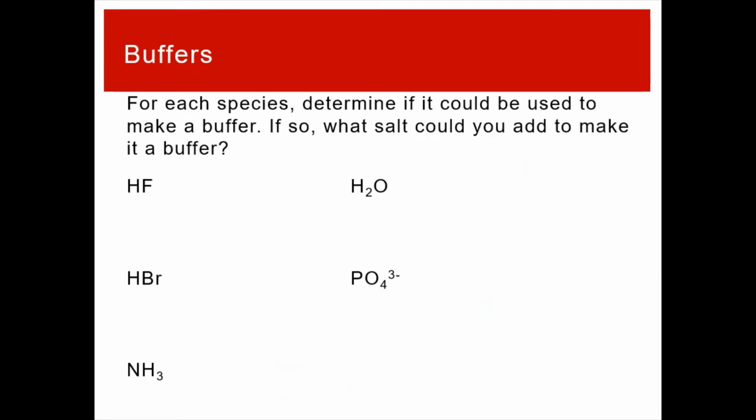So let's get some experience with charting out buffers, seeing what we can and can't use to make buffers. For each species, determine if it could be used to make a buffer, and if so, what salt could you add to make it a buffer? I have HF, HBr, NH3, H2O, and PO4 3 minus. Let's see how that goes.